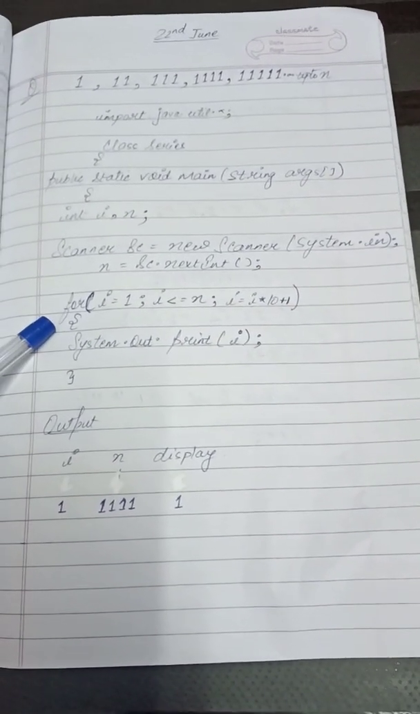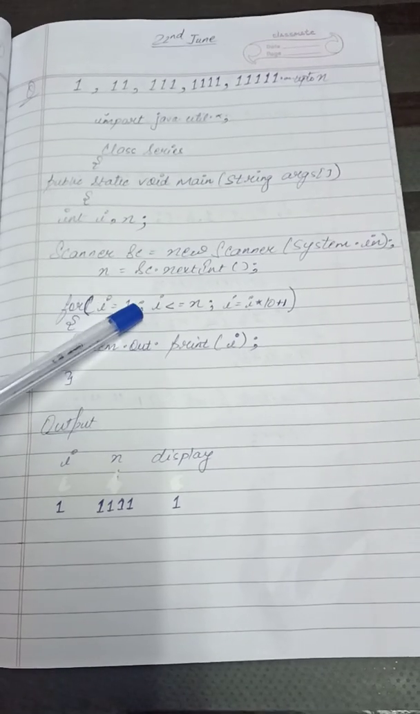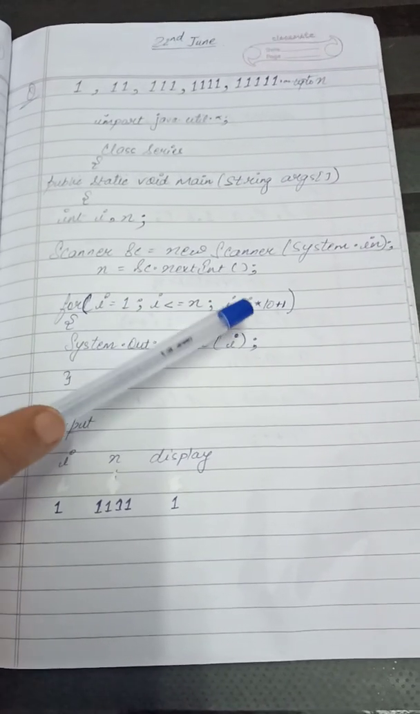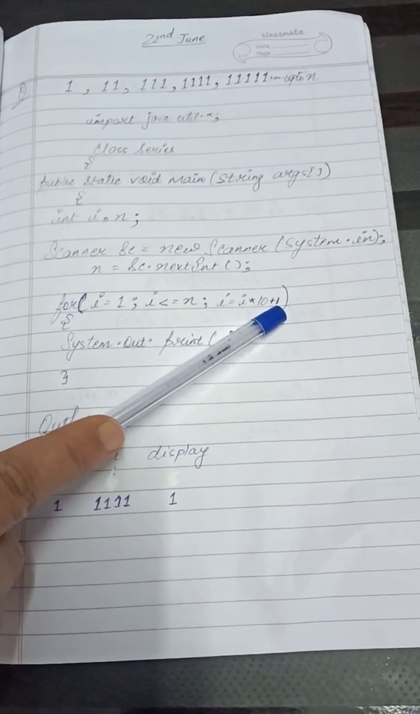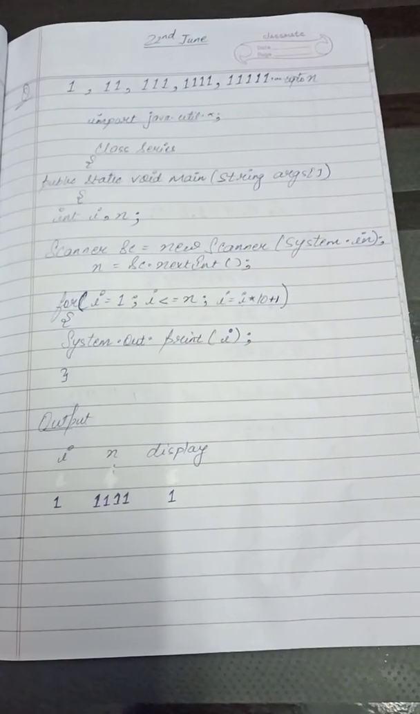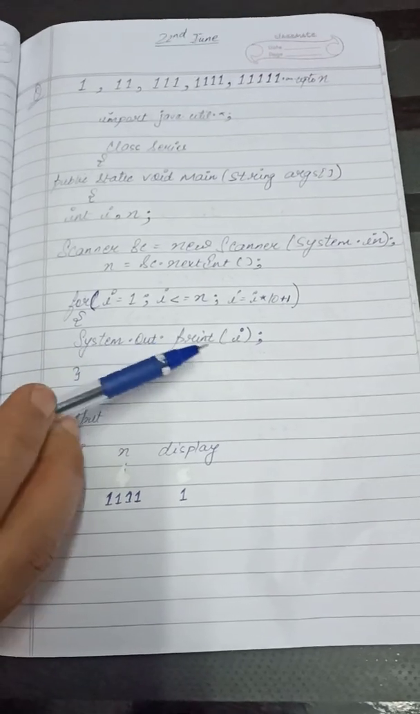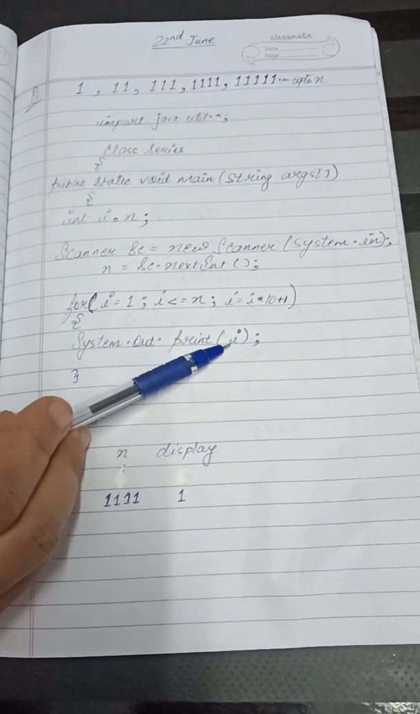Now for I is equal to 1, I less than or equal to n, I is equal to I into 10 plus 1. Now System.out.print, and I have printed here I.